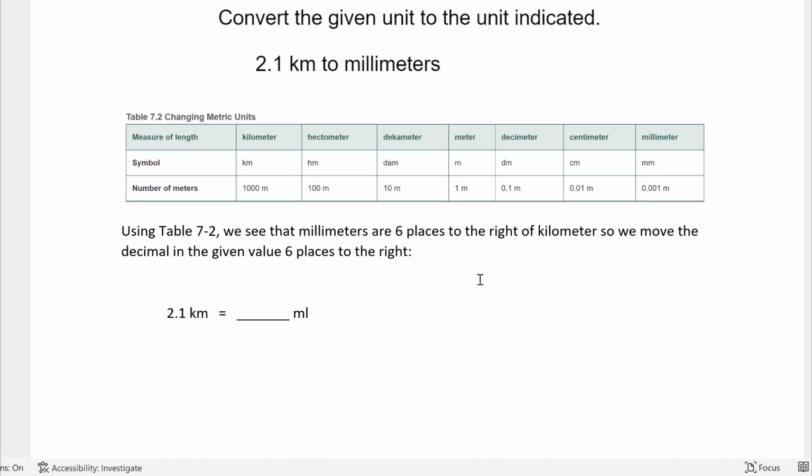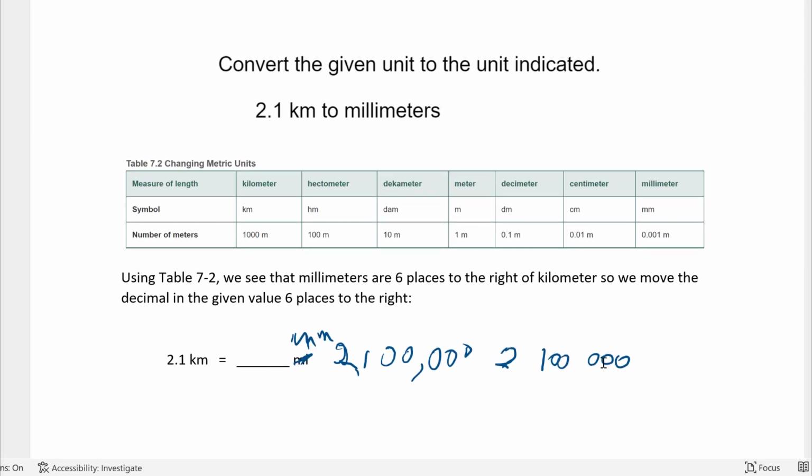And so when I do that, I'm going to get 2, 1, 0, 0, 0, 0, 0. Let me clear out my 2 there. So it's 2.1 million. That should say millimeters, sorry. It should be millimeters, not milliliters. So 2.1 million. Remember how it says in the book that many places in the world don't use the commas and they just separate in groups like that. So it also could be written that way.